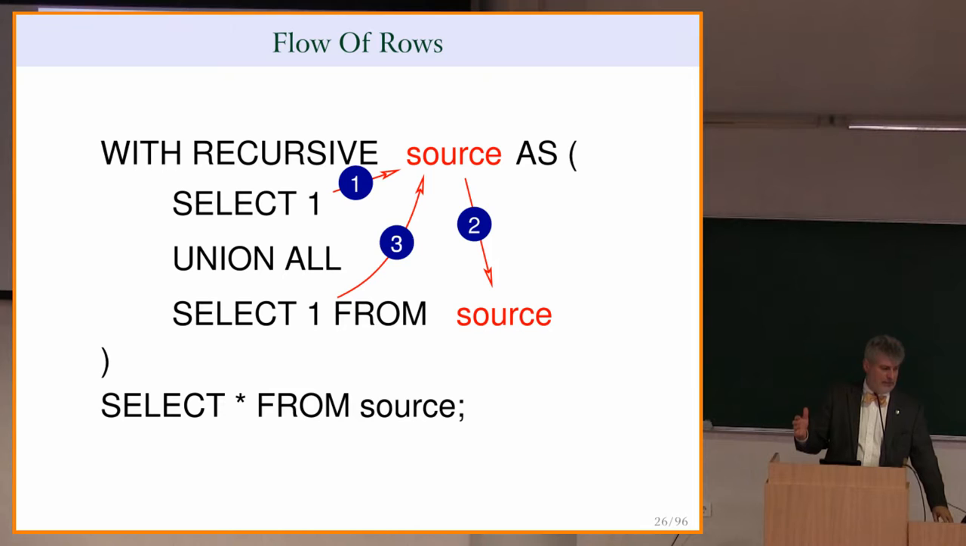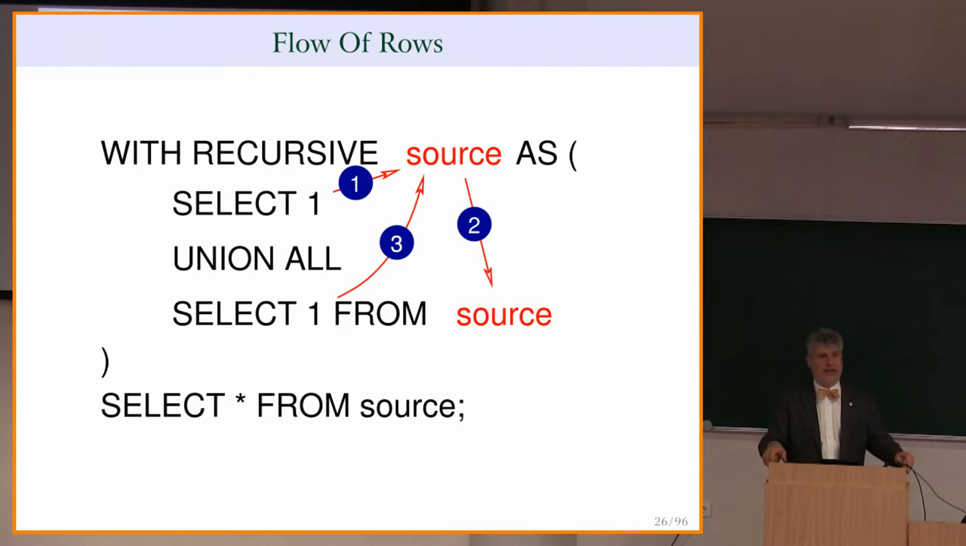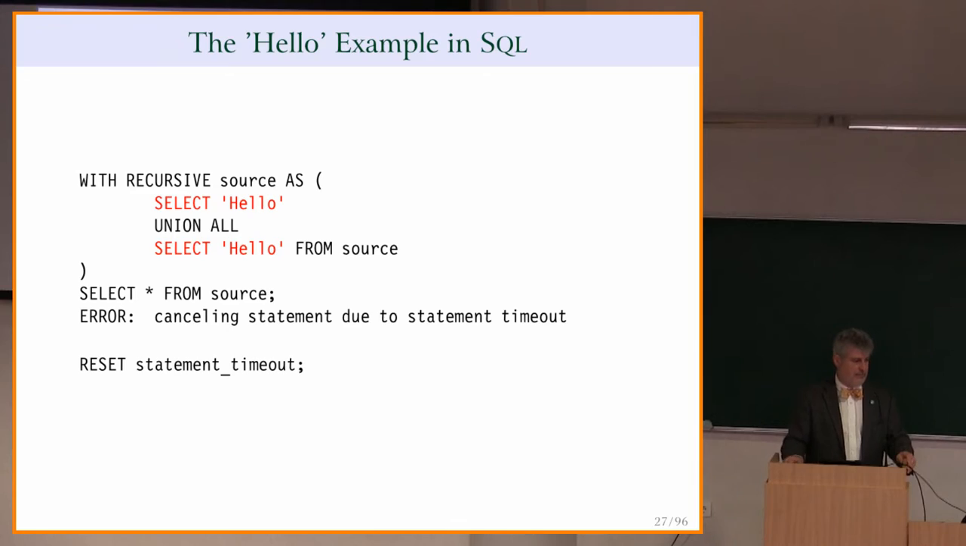Then I come down here, okay? So then it says select one from source, that's one row. Then it comes back here, and now I have one more row. Oh, let me get that row. Oh, there's another one. Oh, there's another one. And it just keeps going over and over again, and it never finishes. That isn't helpful, but we're going to use this capability in the next slide.